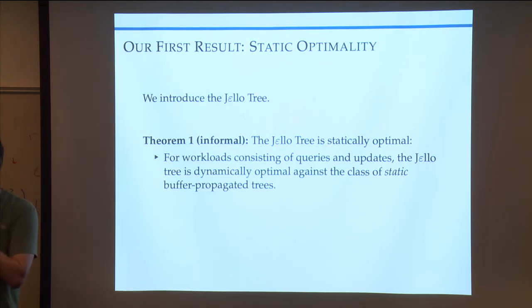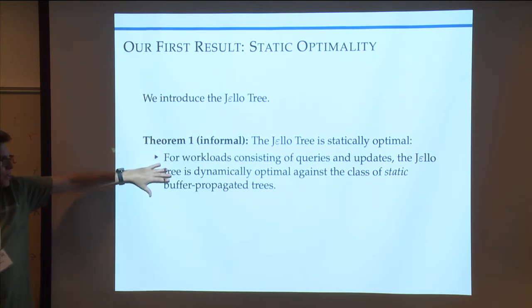And this theorem follows crucially from a multi-armed bandit analysis of how to pick the pivots. Right, because picking the pivots is important. So the Jello tree is a dynamic data structure, and it adapts to the workload, but it is statically optimal, by which we mean it's dynamically optimal when the class of data structures that we're comparing against are static. Okay, so that's our first result.